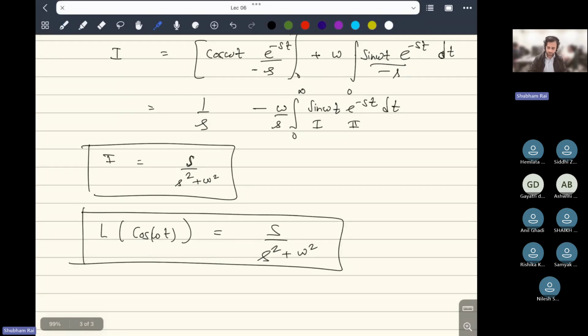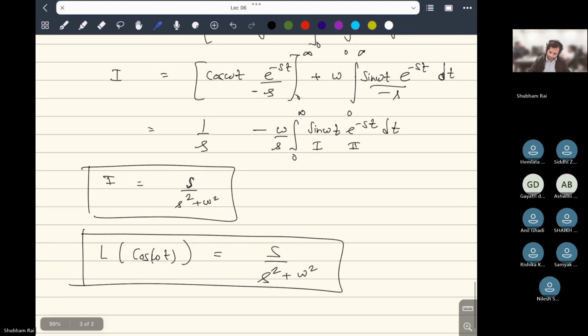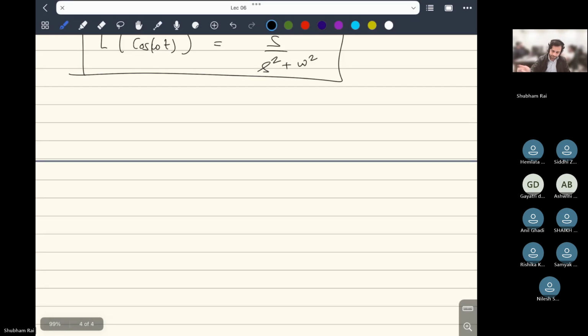We will get omega square from here, because if you apply integration by parts once more, you will have the term which is, if you differentiate sine omega t, you will get omega cos omega t. So that omega will be multiplied with this term, so we get omega square. Okay, so you will get omega square from here. Anyway, clearly Laplace transform of sine omega t will be omega over s square plus omega square.